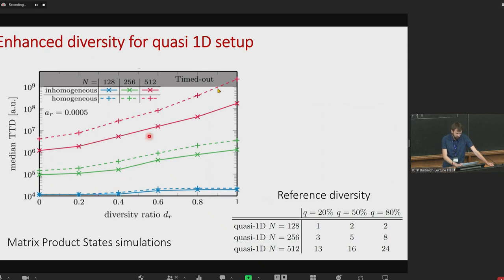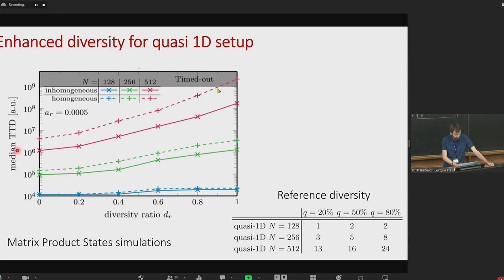So here, there is the quasi 1D setup. What we have here in the dashed line is the reference homogeneous quench, so the standard solution. The solid line is our protocol that we are playing with. And we have different, increasing system sizes. You see that there are very strong finite size effects: for 128 spins, you don't see much difference. But when we go to 512, you can see a noticeable gain.